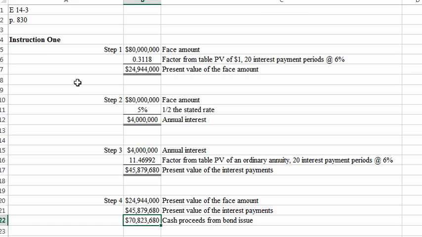So that's instruction 1. They ask you to determine the price of the bonds at January 1, 2016, and here's your answer. Okay, now instruction 2 says prepare the journal entry to record their issuance by Bradford Company on January 1, 2016.